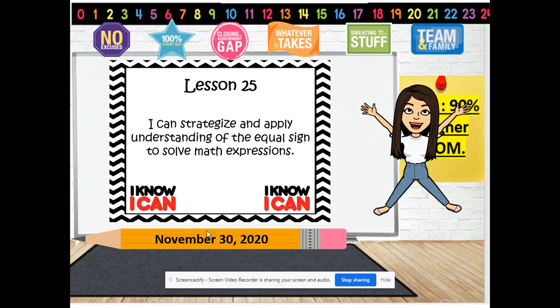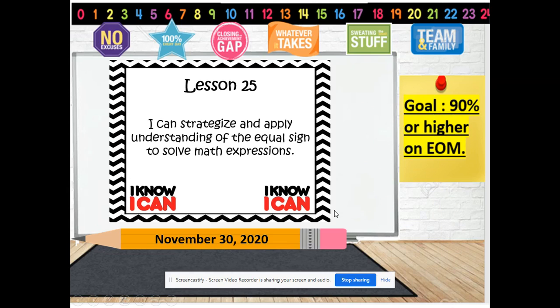It's Eureka time. Today is November 30th, 2020, and our goal is to get a 90 or higher on our end of module. And we have an end of module coming up next week. So today we're going to be doing lesson 25, and our objective is I can strategize and apply understanding of the equal sign to solve math expressions. Well, all that means is that you are able to solve expressions and plan to put them together so that you make true number sentences.